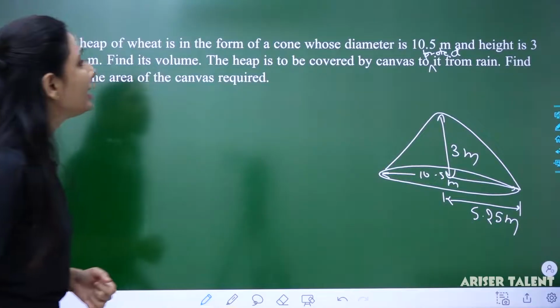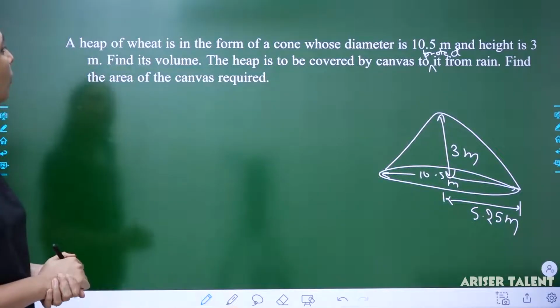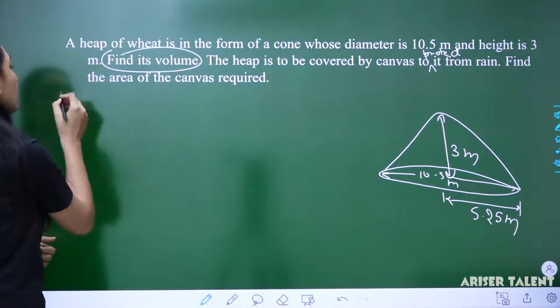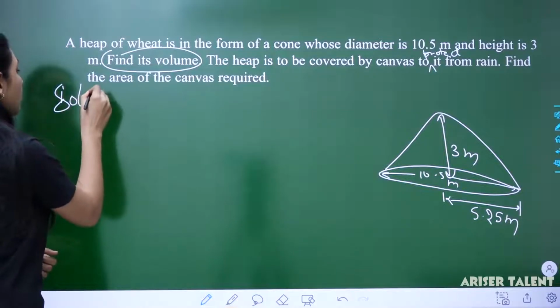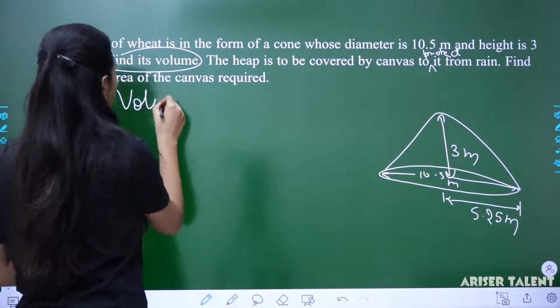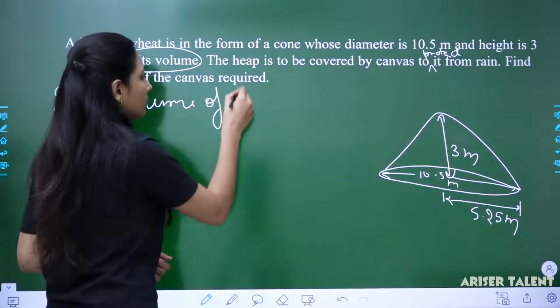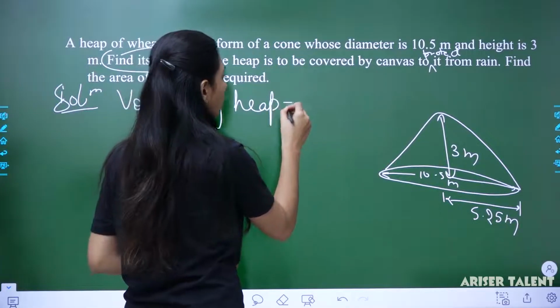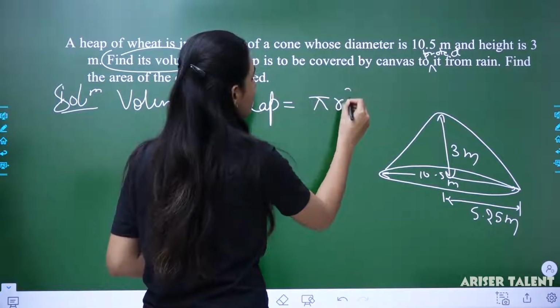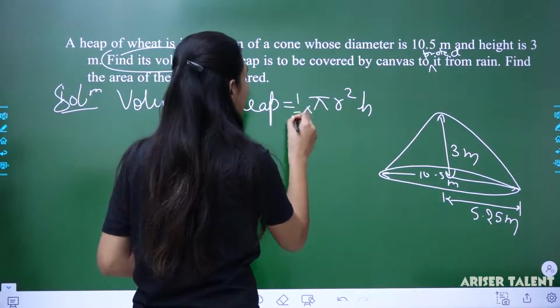Now, the heap is covered by canvas. Find the area of the canvas. First, find its volume. Volume of heap is equal to what? 1 by 3 pi r square h.